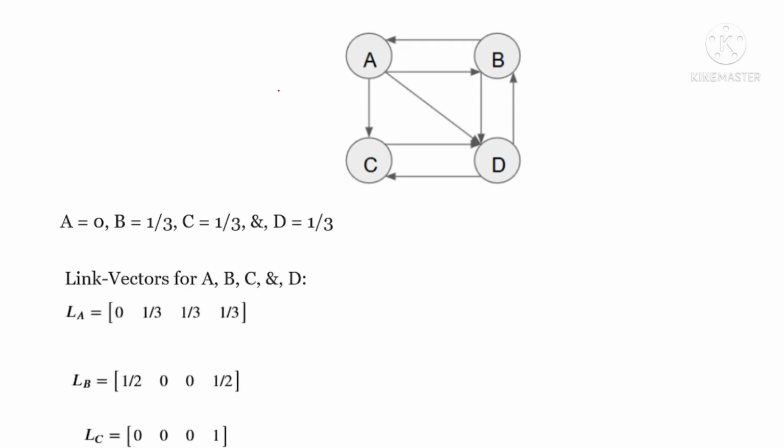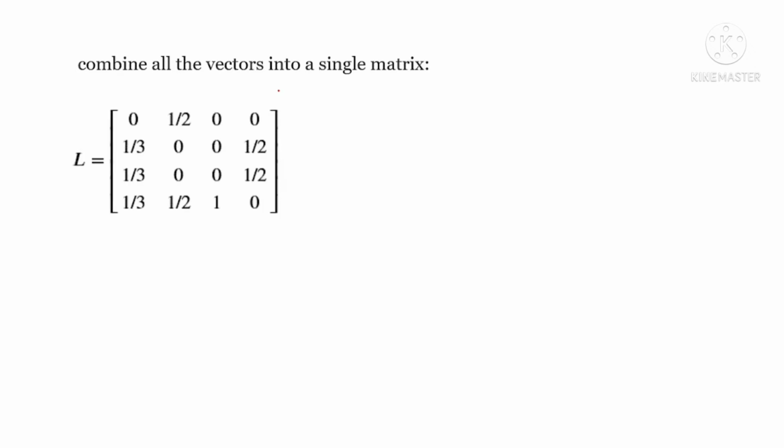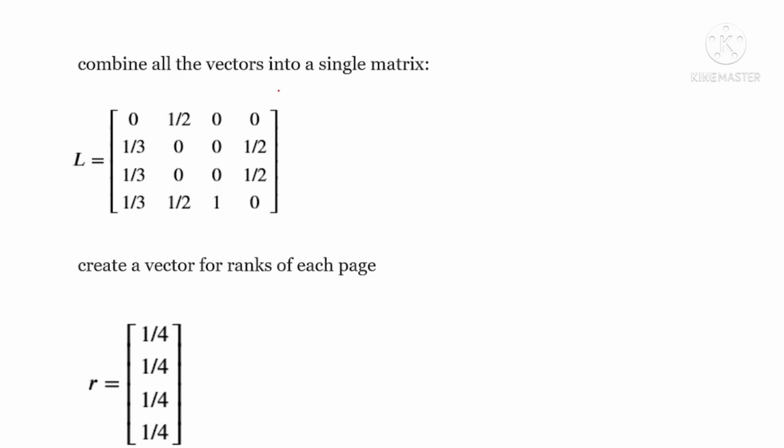Now let's combine all the vectors into a single matrix, which will give us this matrix L. What we have here is the probability to land on a web page from another page. For example, the only way to get to A is through B. So we need to know the probability of being at B, which we can get through A or D. Basically, the rank of all pages depends on the ranks of other pages. Now let's create a vector for ranks of each page. This rank matrix holds the probabilities of importance of each page.